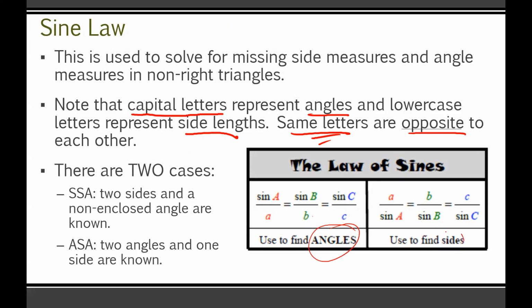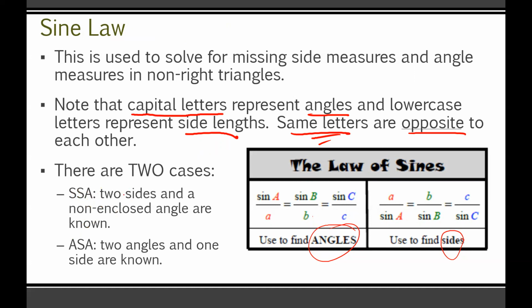If you're looking to find side lengths, use the version of sine law that has the side lengths on the top. Now, there are two cases in which sine law will work. I don't really stress memorizing these cases because it'll be pretty clear once we see some examples. I'll show you there's a really quick trick that allows you to identify when you use these. The first kind of triangle, though, is the SSA triangles.